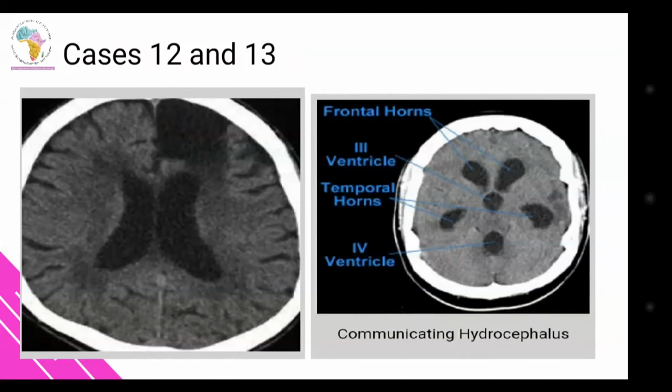So when you have all the ventricles dilated, you think of a communicating hydrocephalus, because there are two types of hydrocephalus based on whether they communicate or not. You have the communicating or the non-communicating hydrocephalus. In this case, the fact that all the ventricles are dilated, including the fourth ventricle, you think of a communicating hydrocephalus.